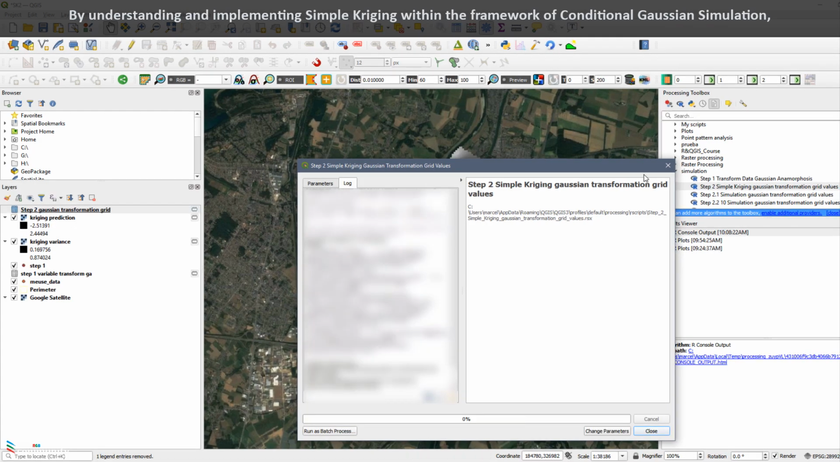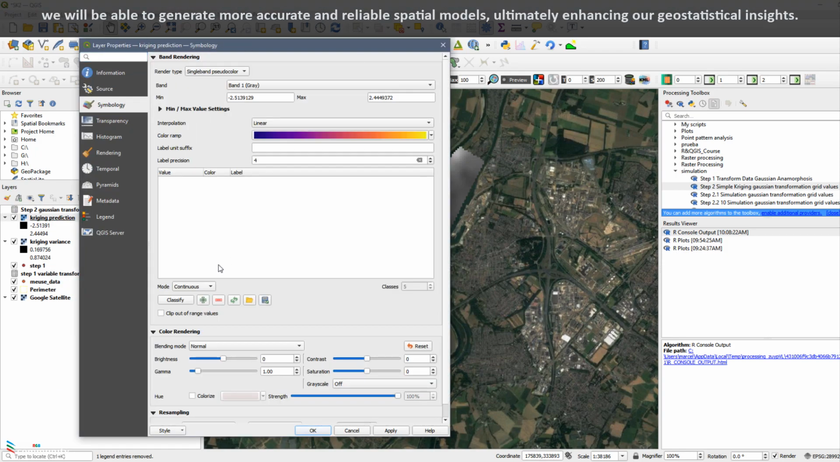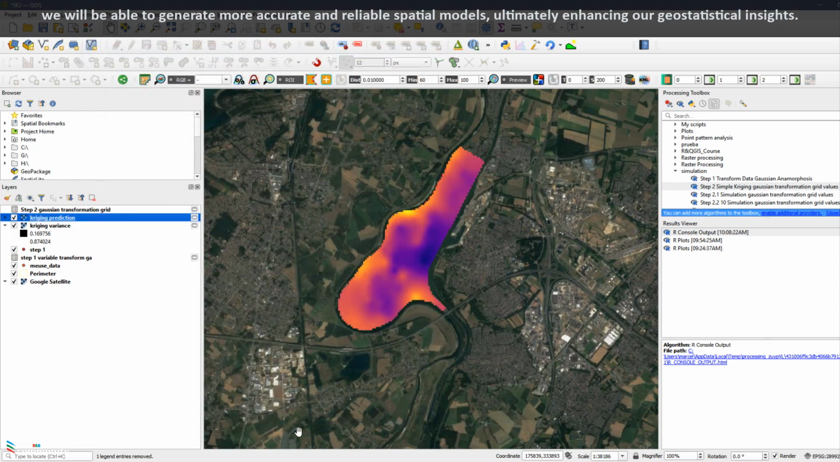By understanding and implementing simple Kriging within the framework of conditional Gaussian simulation, we will be able to generate more accurate and reliable spatial models, ultimately enhancing our geostatistical insights.